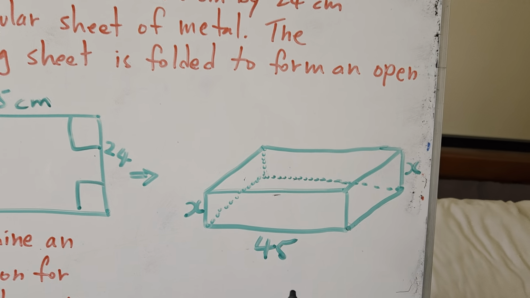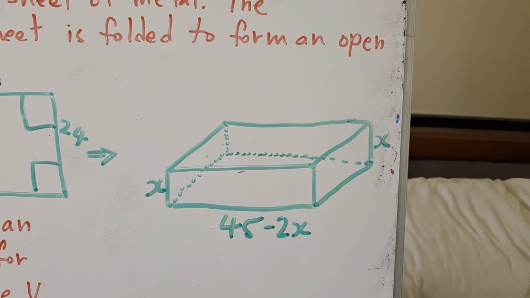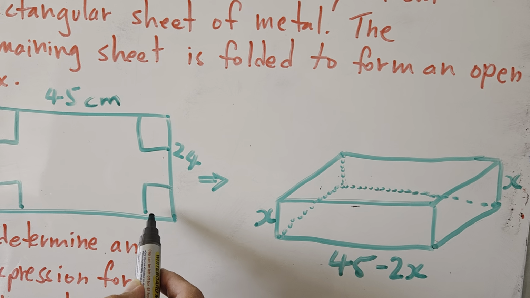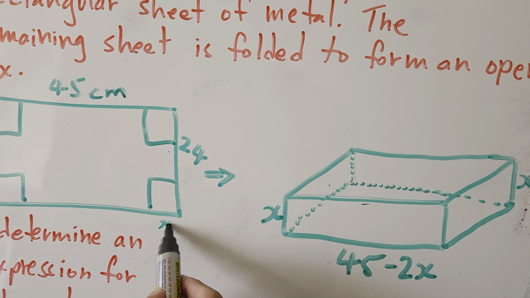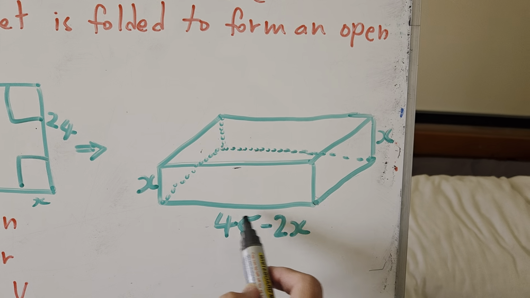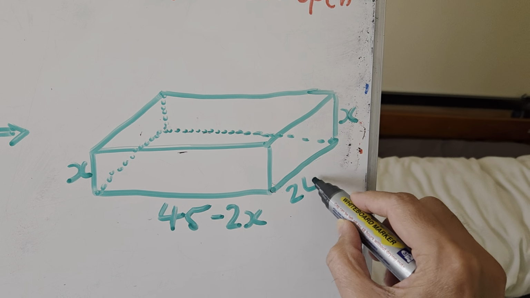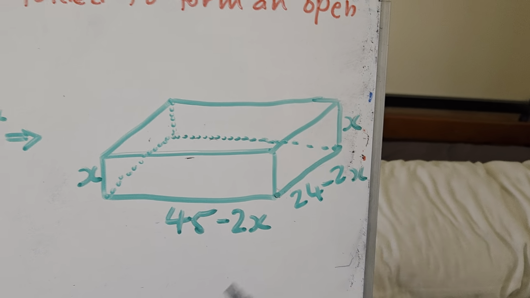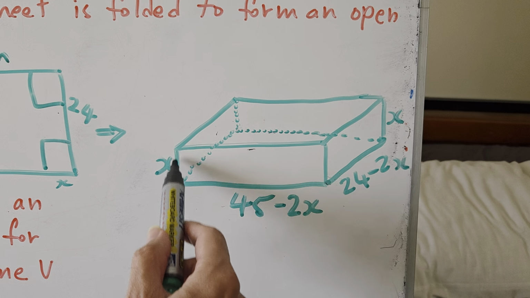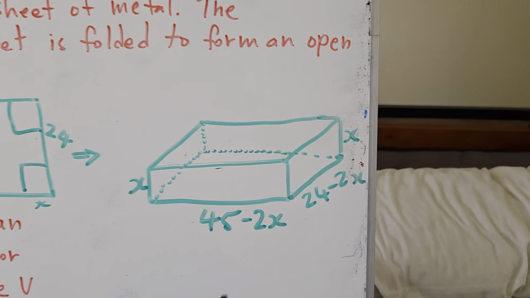This side over here will be 45 minus 2x. So that's 45, that's x, and that's x, so 2x has been removed: 45 minus 2x. And that is 24. This way is 24 minus 2x. So x is the height over here, the length is 45 minus 2x, and the width is 24 minus 2x.